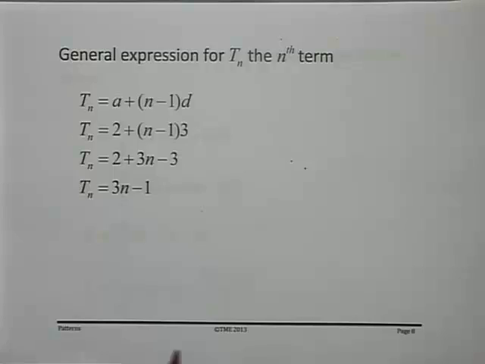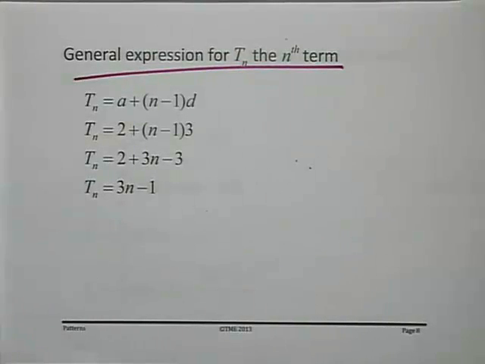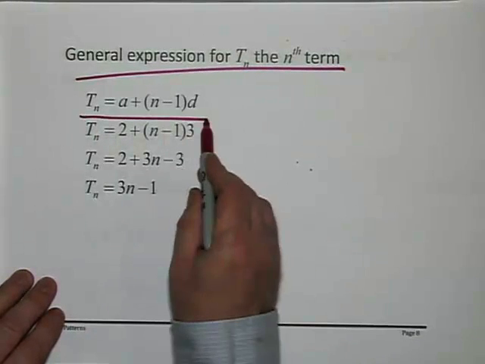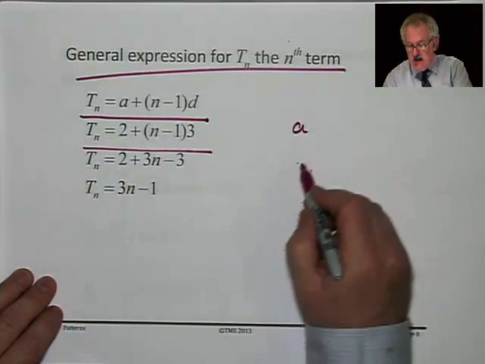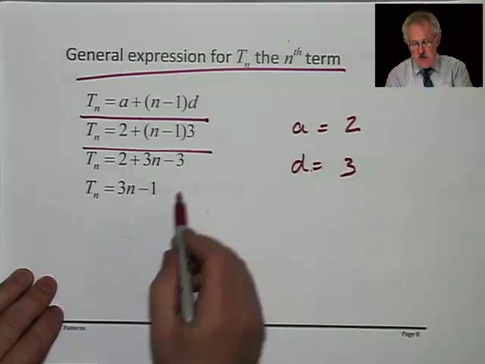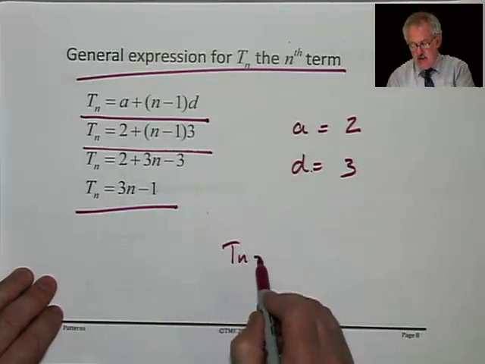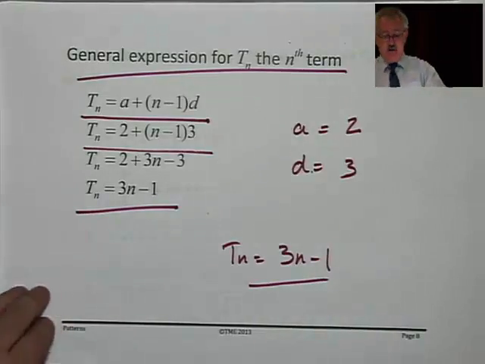So we were asked to get the common difference. We found the general expression for Tn, the nth term. We wrote down the general formula from the tables. We found both A and D from our picture of our data, our 2 and our 3. We plugged in the numbers, and we got Tn is equal to 3n minus 1. That's a question form that can be asked.